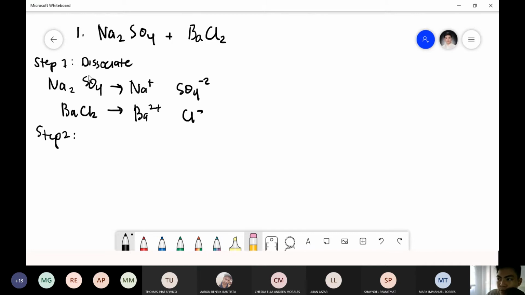Step 2 is for you to swap your partners. Okay, so swap the ion partners. So originally, that's sodium and sulfate. However, since we are going to swap them, it will now be a pair of sodium and chloride ions. Same thing goes to barium and sulfate. Okay? So mag-swap na sila.